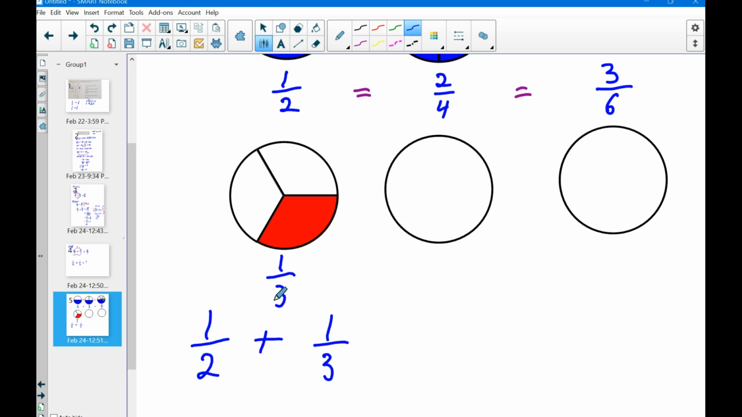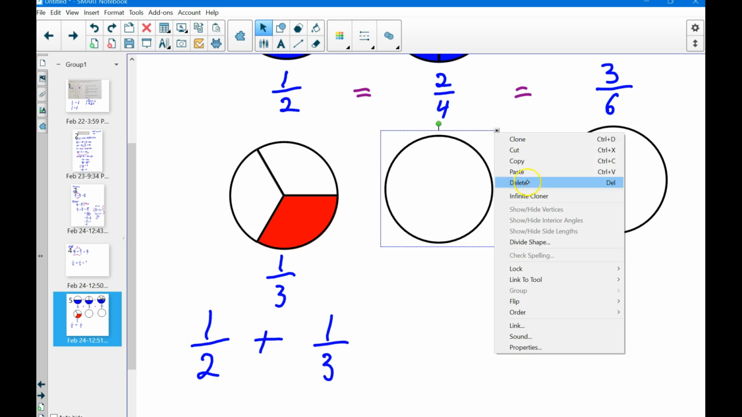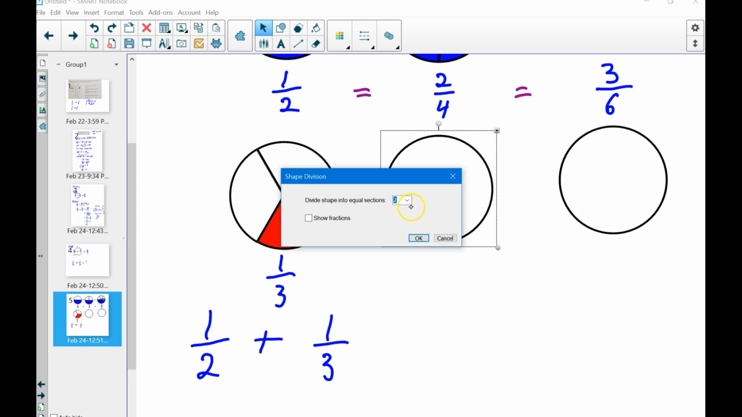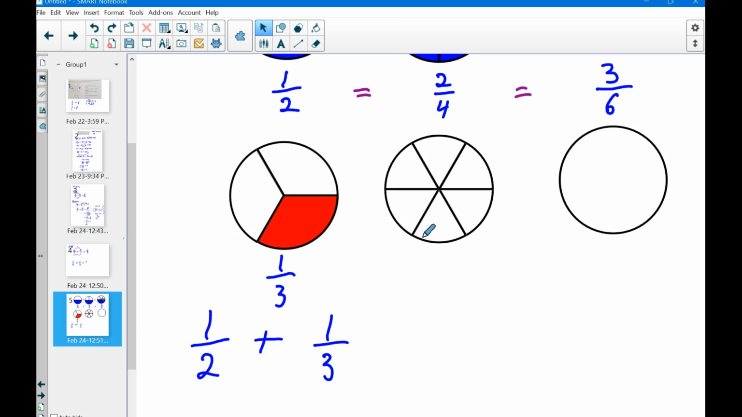Alright, what's the point here? Well, let's keep going. The point will become obvious shortly. So let's have a look at this. I'm going to take this circle and change it again. Right here, I'm going to change this one into 6 pieces. You see our 6 pieces.